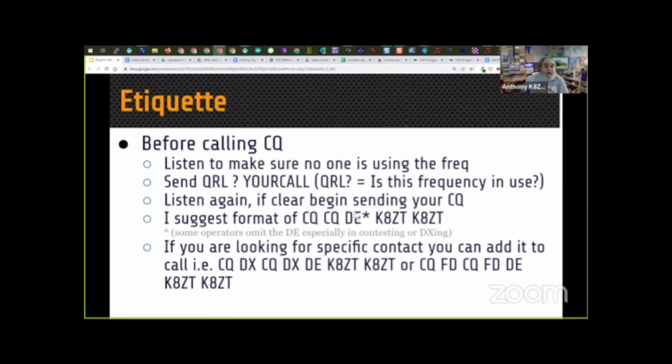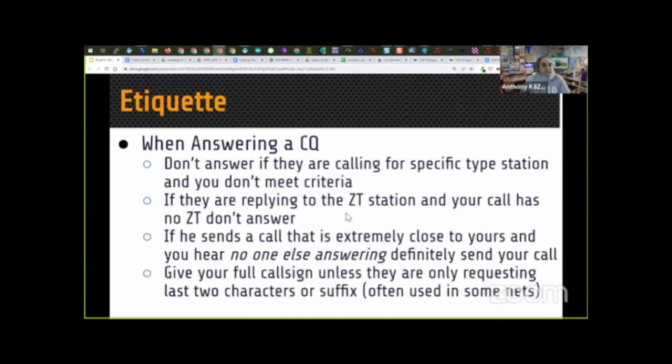But in contesting, you'll never hear the DE or almost never hear the DE. It's superfluous. Most contesters are worried about speed. They will simply do a quick CQ, their call sign, maybe a QRZ and their call sign, but they won't bother to send the DE. If you're looking for a specific contact, you might want to add something else like CQ DX, CQ Contest, CQ Field Day, CQ Vermont, etc.